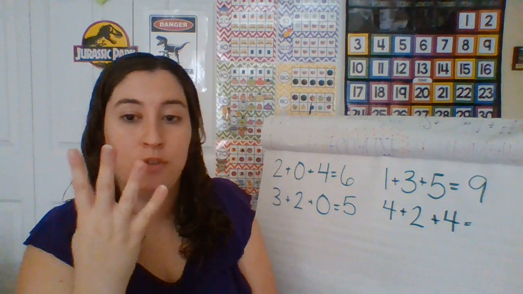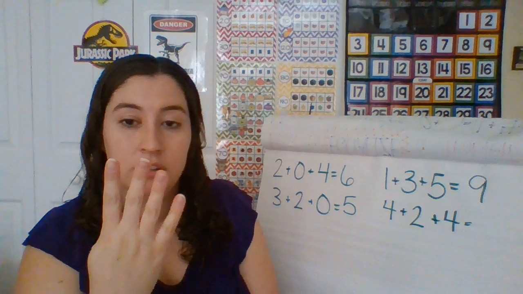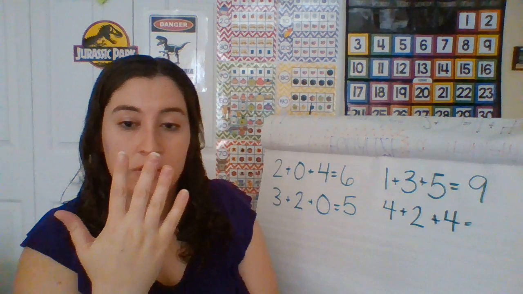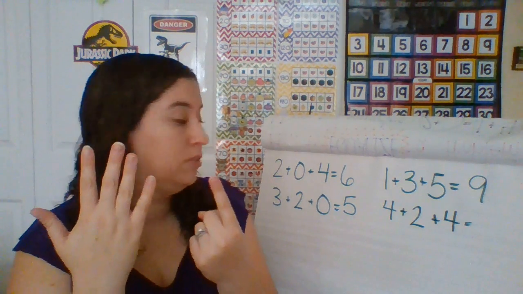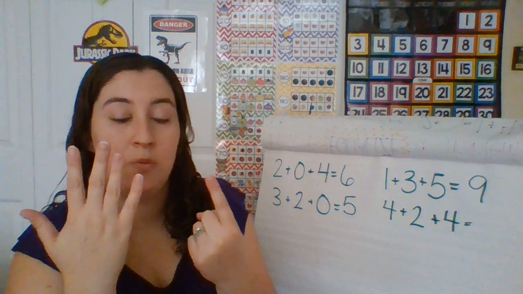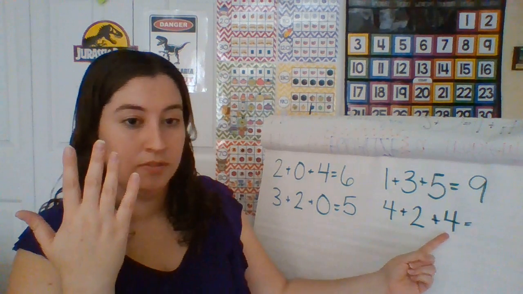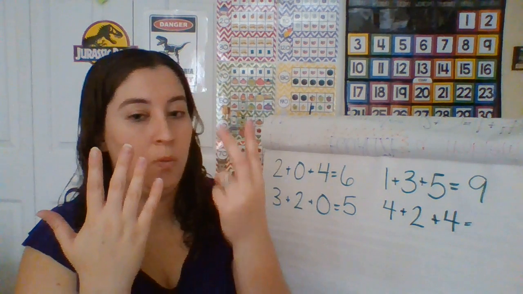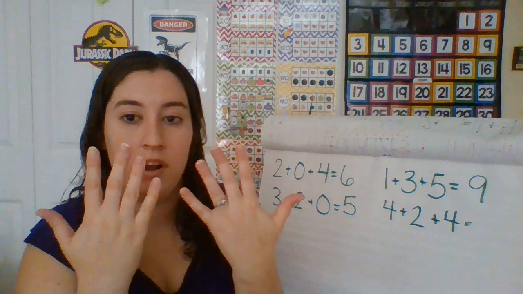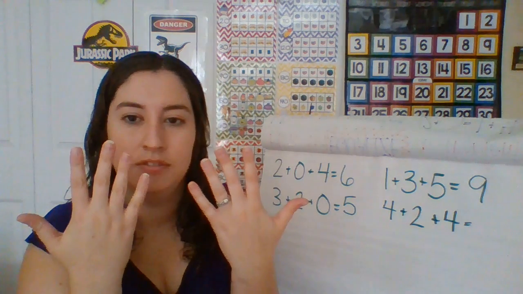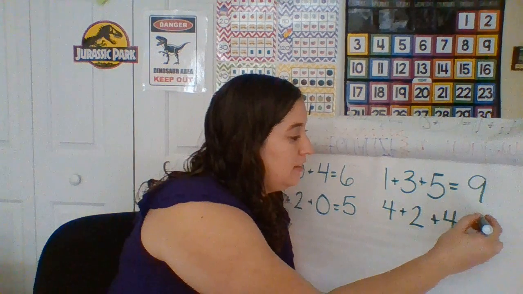I do not want to see 4, 2, and you counting your fingers. I want to see 4, and then 1, 2. So we're at how many right now? We're at 6, and what do we do next? We're going to add 4 more. Ready? 1, 2, 3, 4. How many do we have? 10. We have 10. Fantastic.